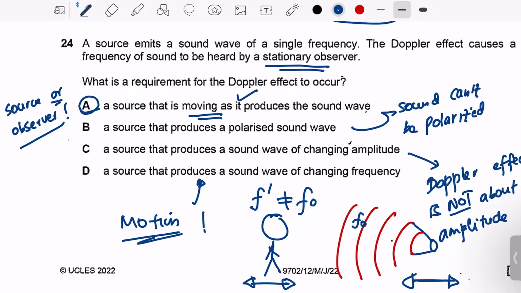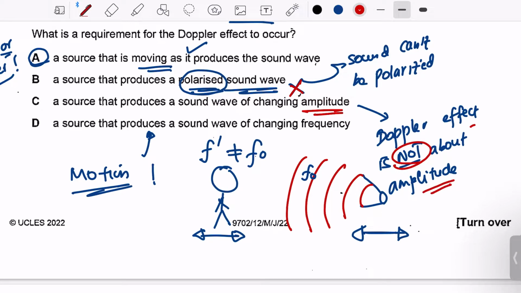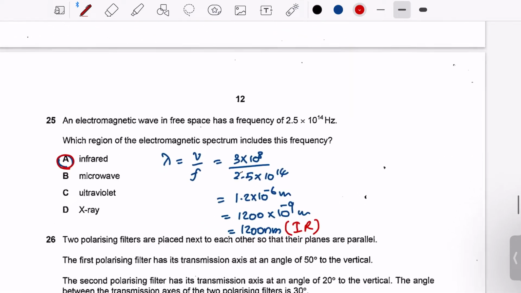A source that produces a polarized, what? Sound waves polarize? Sound waves can't be polarized. Simple like that. A source that produces sound wave of changing amplitude. Doppler effect is not about amplitude, it's about the frequency. So we remove that one also. A source that produces sound wave of changing frequency. No, the source never changes frequency. It's a constant frequency. Only our perception of that frequency, the way we hear, can change. So this is also wrong. Answer is A.